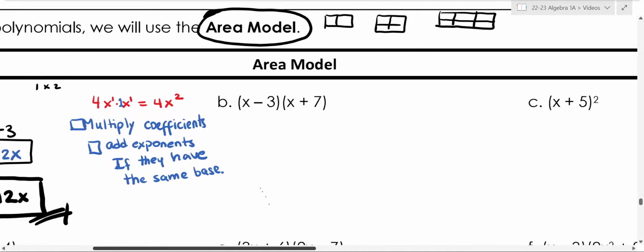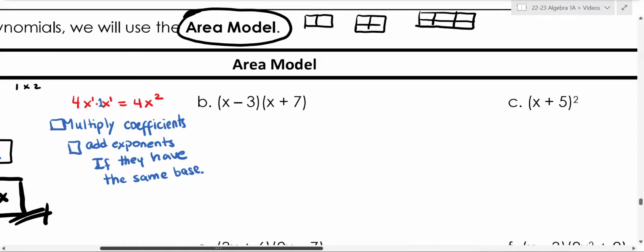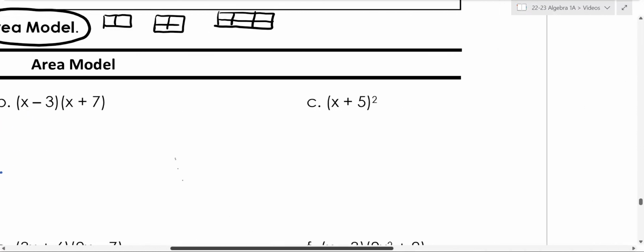All right, this one. So when I look at B, okay, I see in parentheses the quantity of x minus 3 times the quantity of x plus 7. When I look at x minus 3, I see two terms. And when I look at x plus 7, that's also two terms. So we're going to do a 2 by 2 box. So that means 2 rows and 2 columns. Okay.